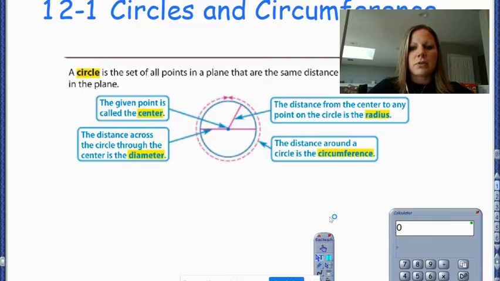There's the center of the circle, that is the part in the middle of the circle. The diameter goes through the center of the circle with its endpoints on each end of the circle. And then we have the radius, which starts at the center of the circle and goes to a point on the circle. And then we have circumference. Circumference is the distance around a circle, okay?